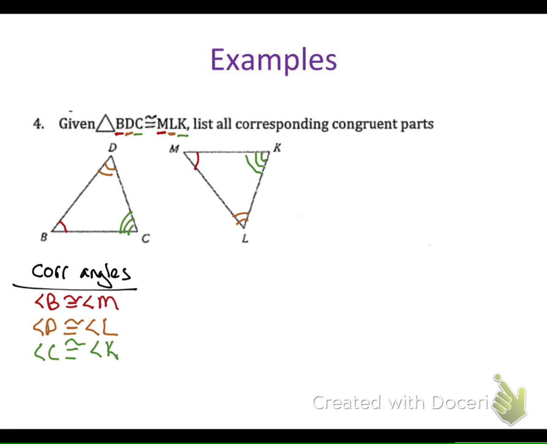Okay, so now we're going to do corresponding sides. Over here, I'm going to do this above so you can see which ones I'm talking about. So our first two are BD, and they correspond with ML. So BD corresponds with ML, is congruent with ML. Our next one goes to the last two. So we have DC and LK. So DC, LK.